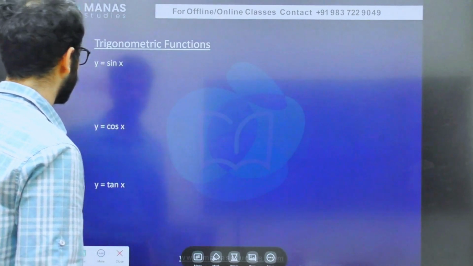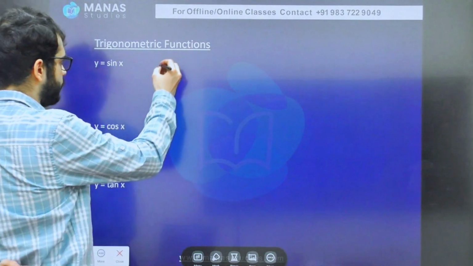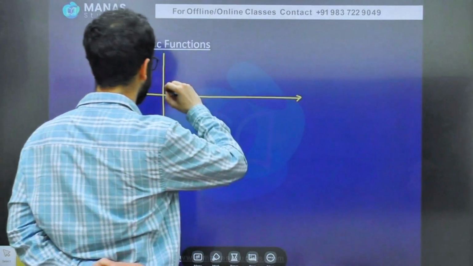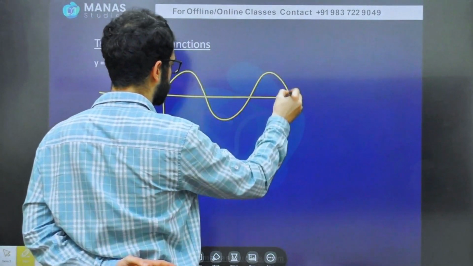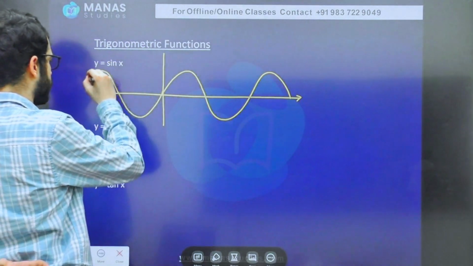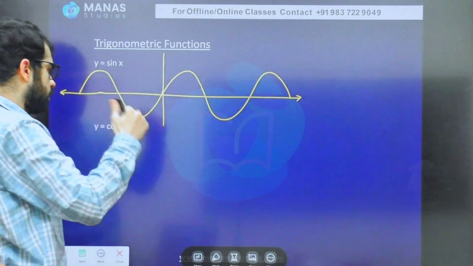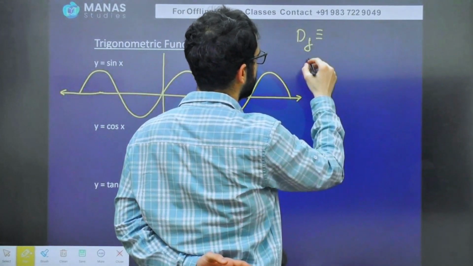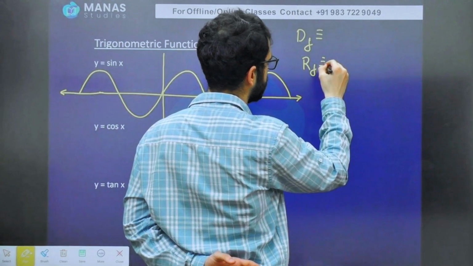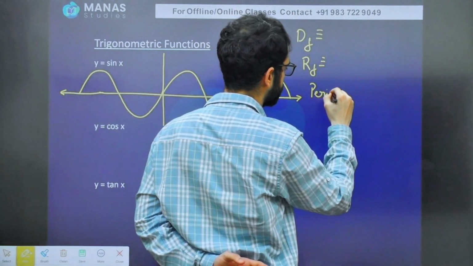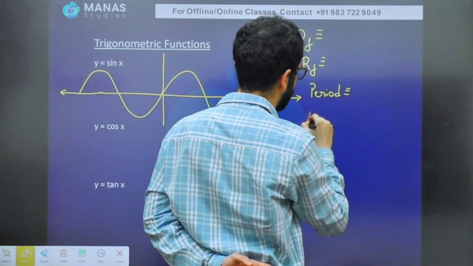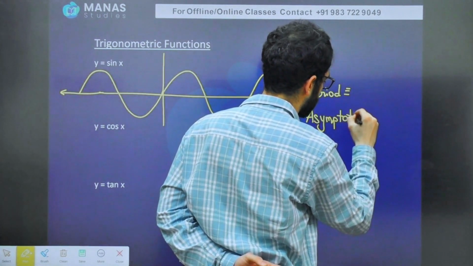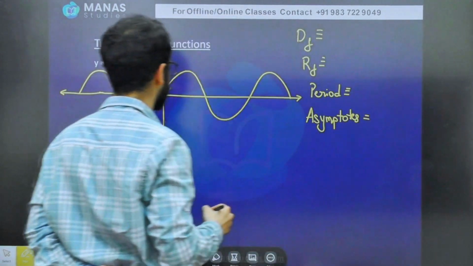Now we have trigonometric functions. To remember them, the graph of the function sin x is a periodic one and it looks like this. Now we are going to focus on the terms which we discussed in the first part of this: the domain of the function, the range of the function, the period of the function, and asymptotes, if they exist. So let's start looking.